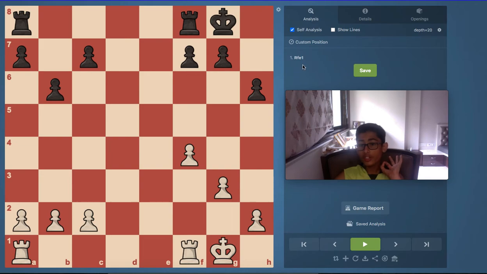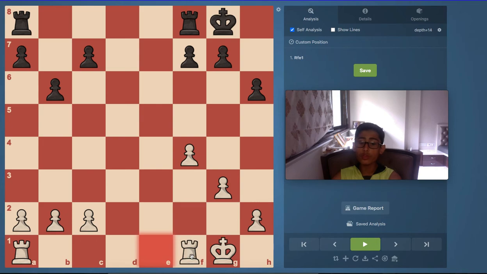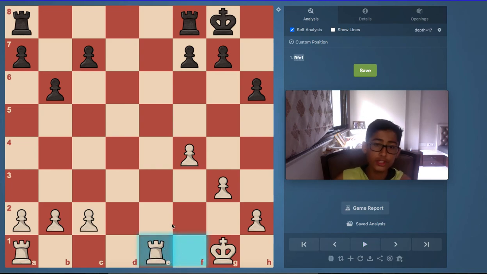So first you have to write rook f to e1. That means the rook standing on the f file will come to e1. So basically rook f to e1. Imagine if there was a piece here. If you want to capture it, you would write rook f captures, x sign, e1. Okay? After this, let's look at more examples.